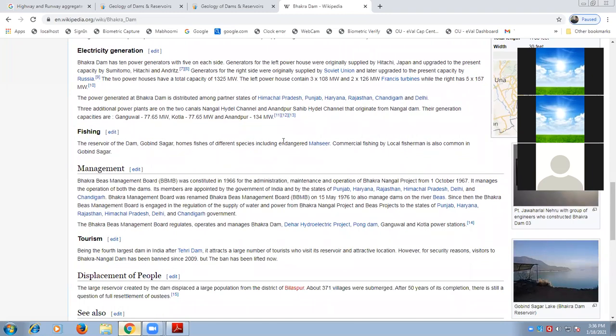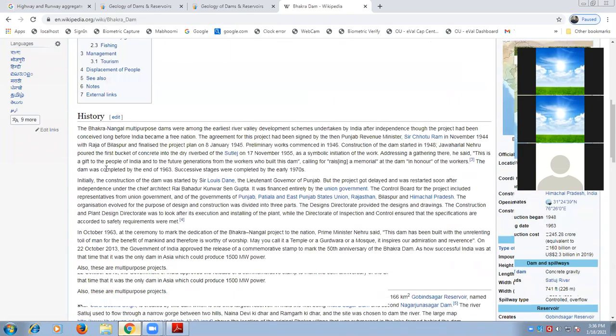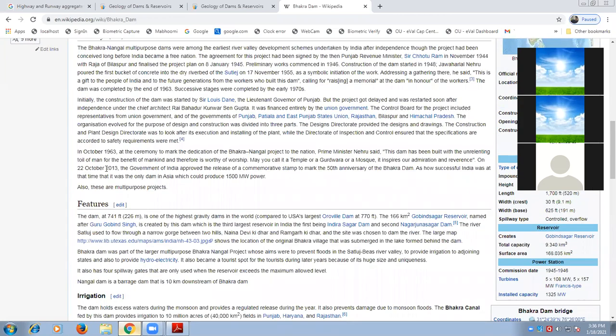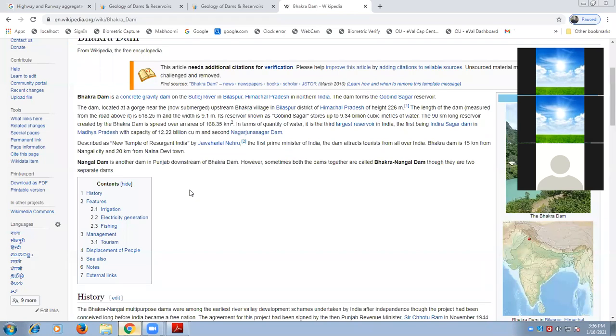The reservoir is home to fishes of different species. Commercial fishing takes place by the local fishermen. So tourism, some of the displacement of the people. So there are, don't worry about these. I'll be giving main important points regarding this.